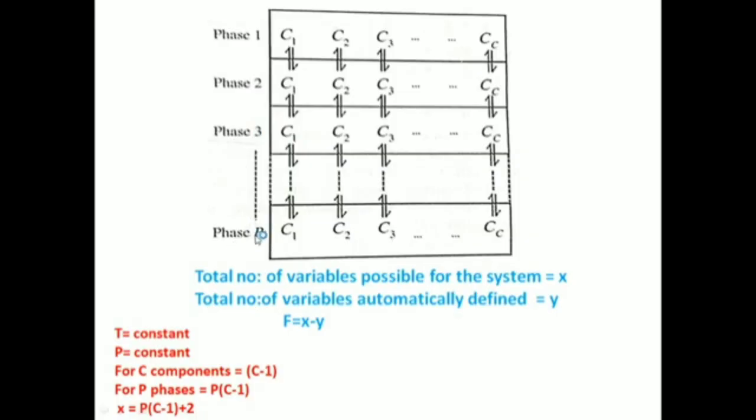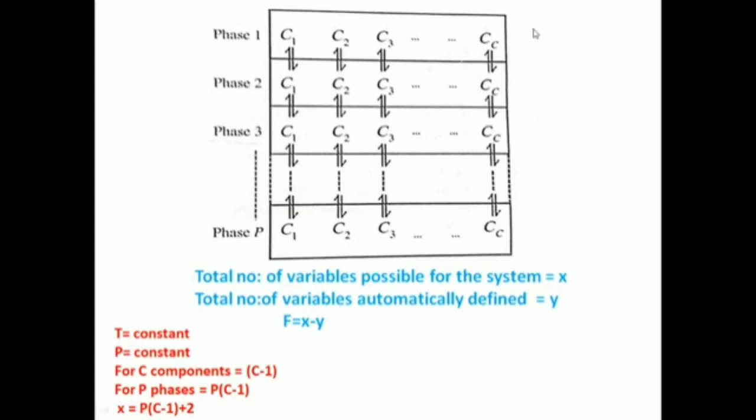Now we have to find the degrees of freedom F possible for this system. Degrees of freedom is the minimum number of variables such as temperature, pressure and composition that must be specified in order to describe this system completely.